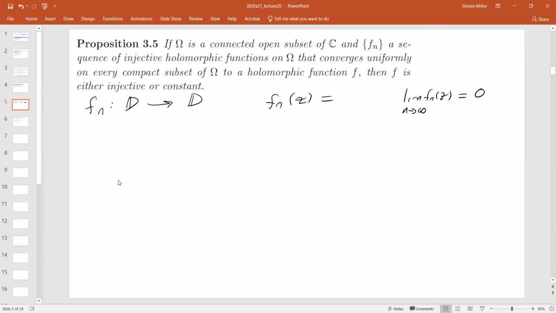1 over n times Z, or Z divided by n. Either way works. Right? So here's a really nice, simple example. For any finite choice of n, it's clearly going to be injective. But the limit is not injective; it's a constant function. So whenever you see a statement like this, that F is either injective or constant, the first question you should ask is, well, can both cases actually arise? Can you give me a situation where the limit will not be constant?